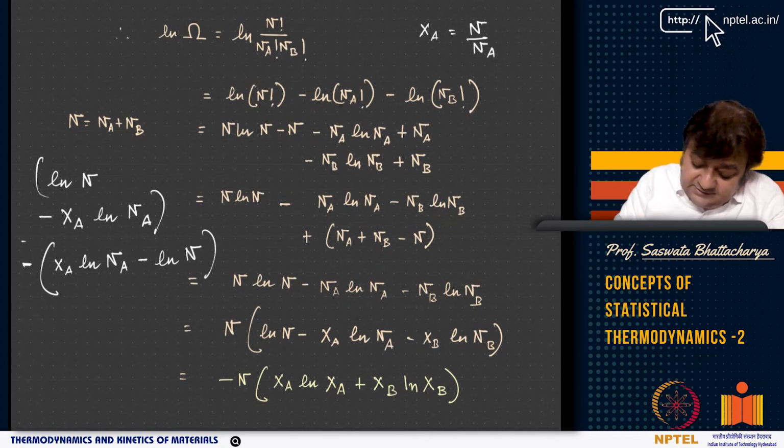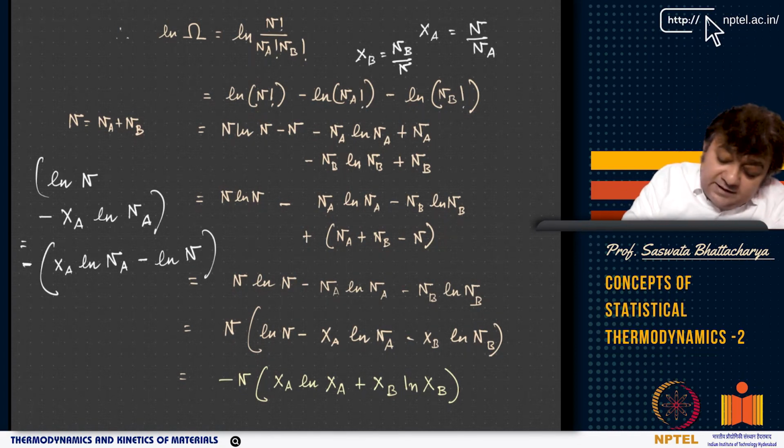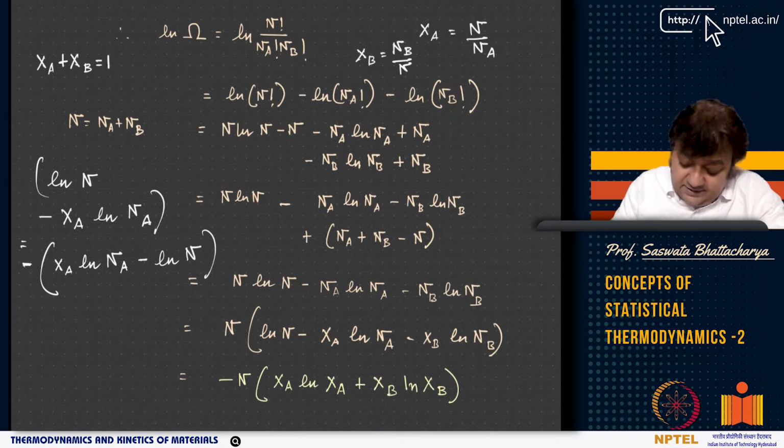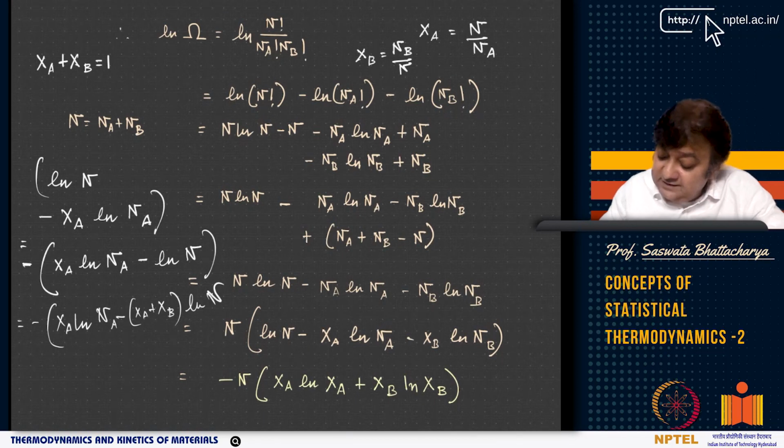Now this can be written as, xb equals nb by n, and xa plus xb, because we have only 2 species, equals 1, right? So using that condition, if I put xa plus xb here, and taking only these 2 parts, I have minus xa ln na, taking n common, so xa ln na minus xa plus xb ln n. If I do that, you can see the other part is also there.